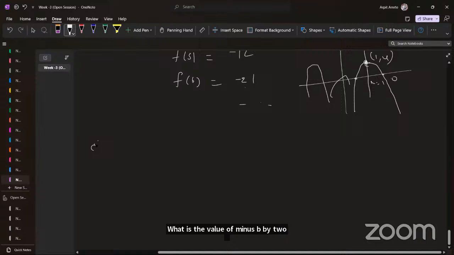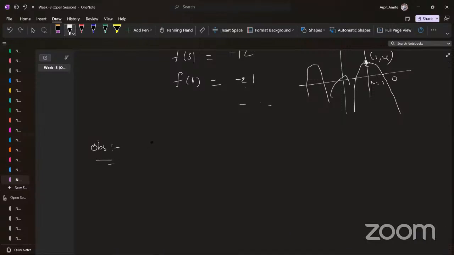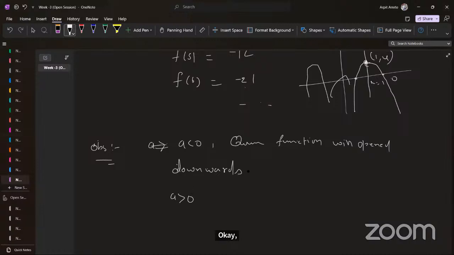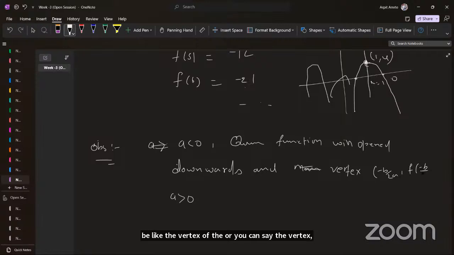So what is the observation? Whenever your a is less than 0, your quadratic function will open downwards. And the vertex of the graph is given by minus b by 2a, f of minus b by 2a. At this minus b by 2a, you will get your maximum value.